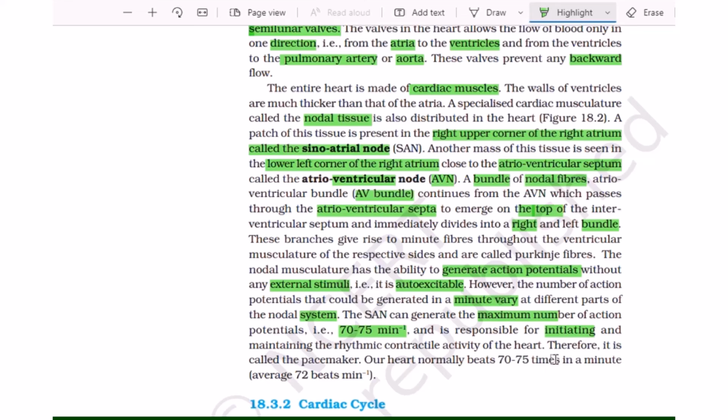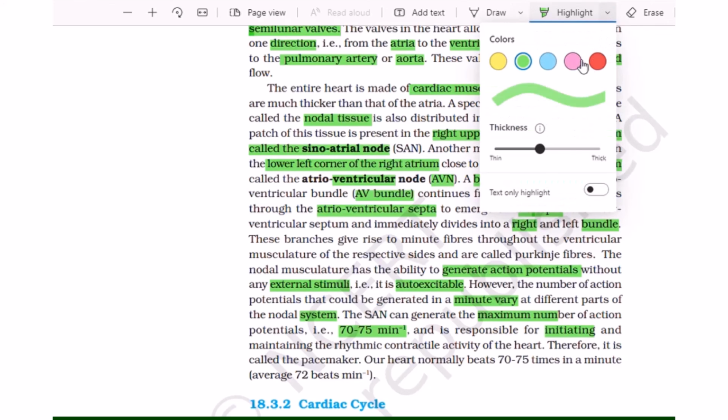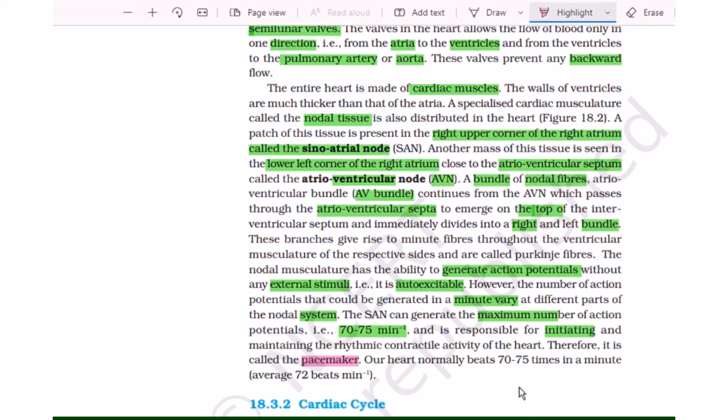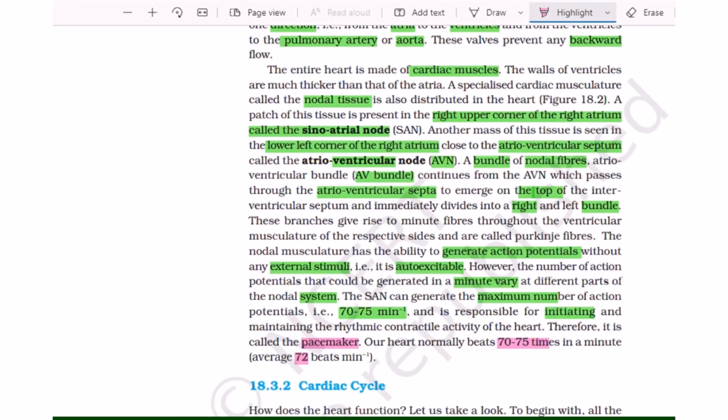So it is the SAN which basically controls the fate of the heart, and it is the one responsible for initiating the cardiac activity, and that's why it is also called the pacemaker of the heart. And our heart normally beats at an average of 72 beats per minute.